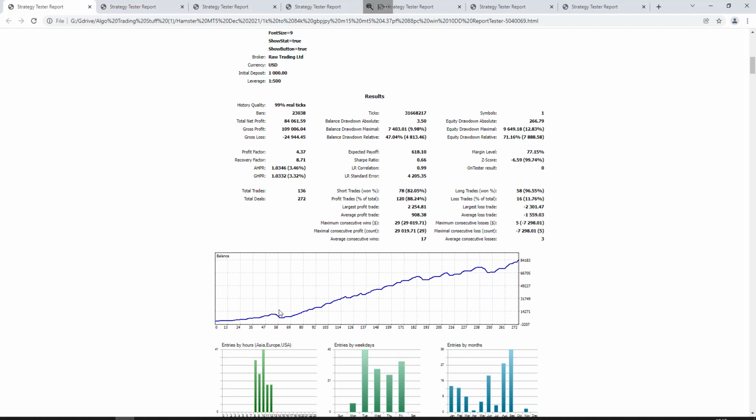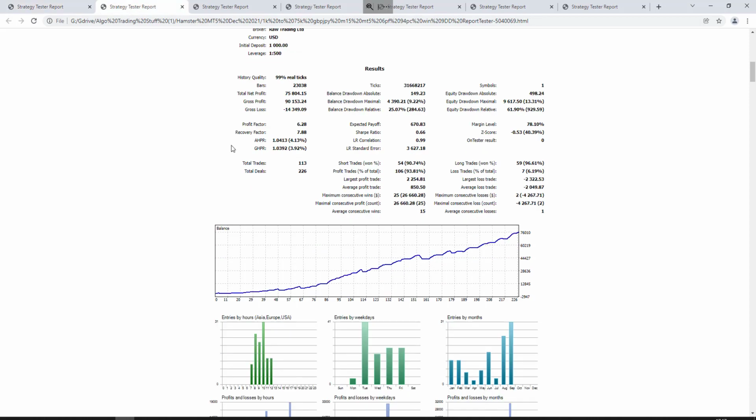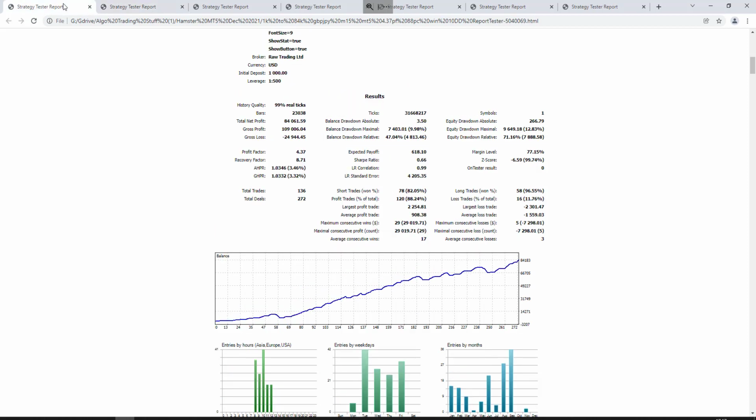Let's have a quick look at these. So this is gone from 1k to 84k. This is sort of the look. We've got 88% winning trades. This one here, 93% winning trades. This one made 90,000, 90%. So I actually prefer this one, obviously, over this one.